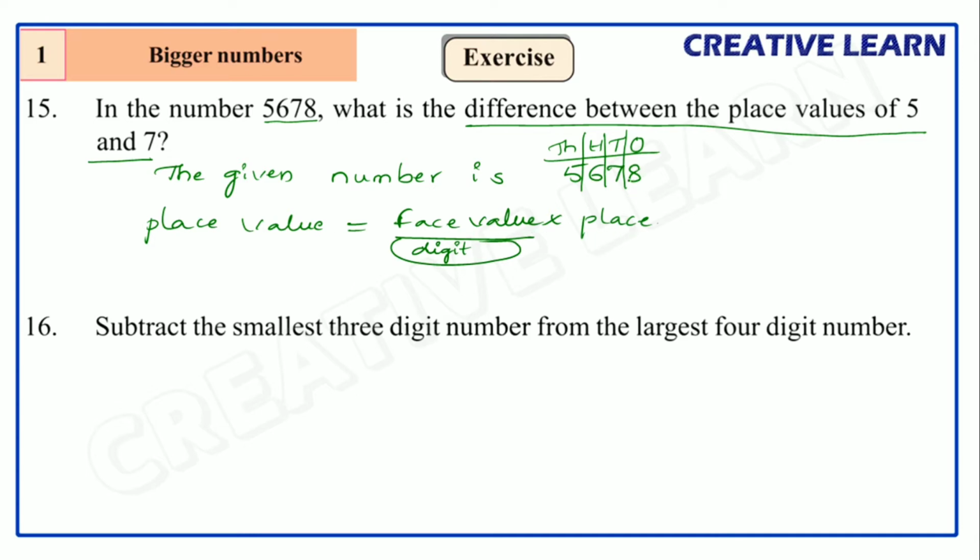For example, what is the place value of 8? It means face value 8 into place. Place is nothing but ones place, so ones place we can denote with 1. So 8 ones is 8. What is the place value of 8 in this number? 8. What is the place value of 7? The face value of 7 is 7, into the place of 7. 7 lies in the tens place, so tens place means 10. 7 tens is 70. The place value of 7 is 70.